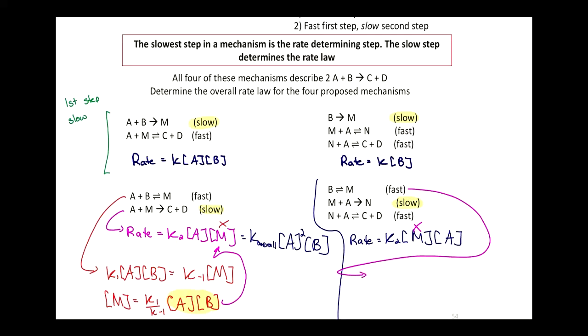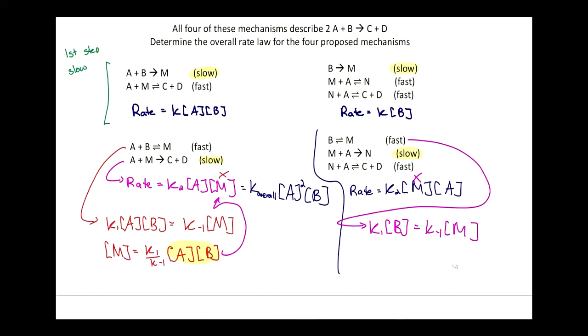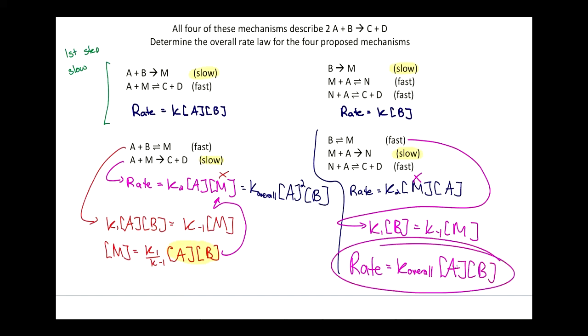So the fast step, again, you set the reactant rate laws into the forward rate law equal to the reverse rate law. So we say that K1 times B equals K negative 1 times M. And so, yeah, we see M concentration is proportional to B concentration. So when we combine everything, I'm just going to combine the K's together. Rate equals K overall times, what is this? A concentration times B concentration. Great. And that's how we do mechanisms, right?